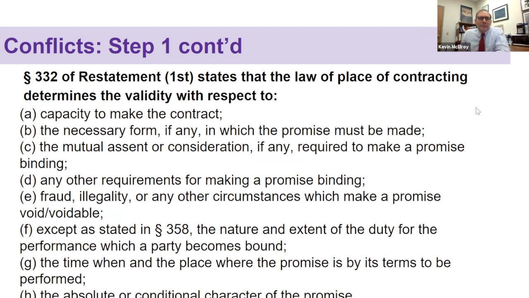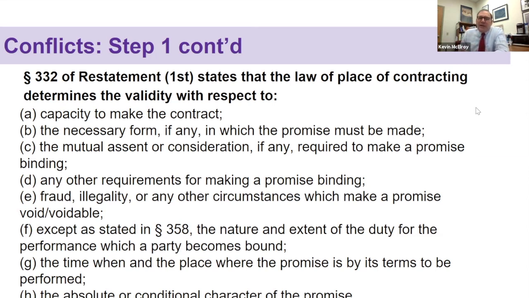Okay. The necessary form, if any, in which the promise is made. Think statute of frauds. The form, does it have to be written? Whose statute of frauds are we using? We're going to use the statute of frauds of the law of the place of contracting. So you go back to 311, figure out what the law of the place of contracting is, then figure out what the statute of frauds in that place is. Okay.